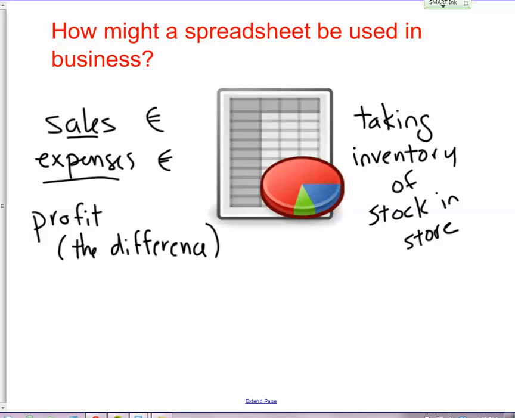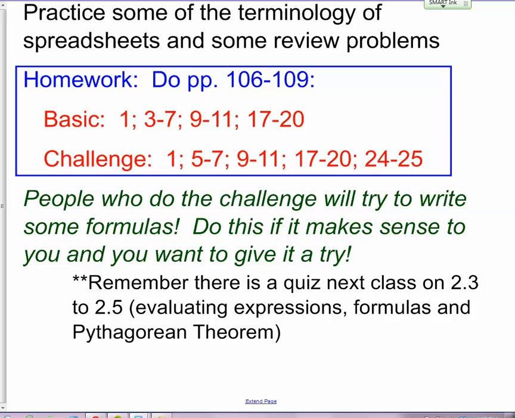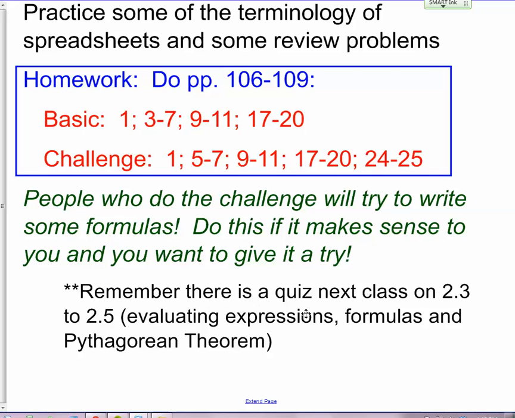And then we just brainstormed how a spreadsheet could be useful in business, and you shared a lot of ideas. They were all great. And then you had some homework practice, and I just wanted to remind you that there was a quiz the next class.